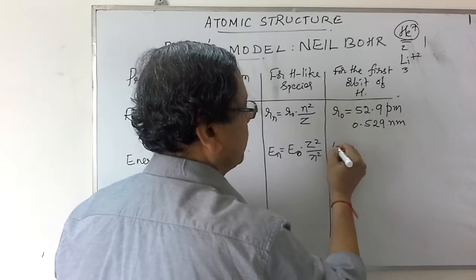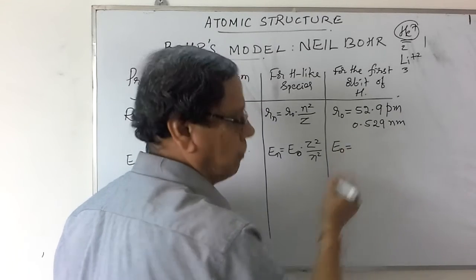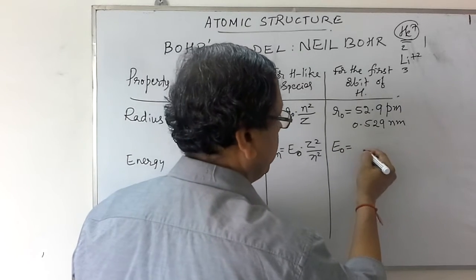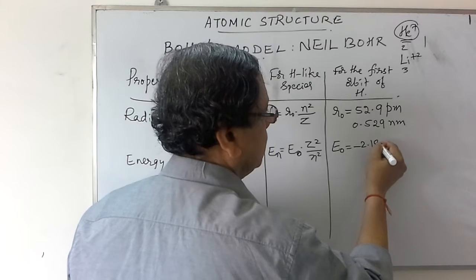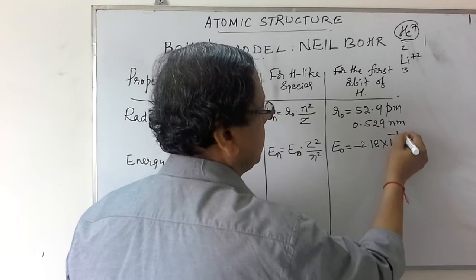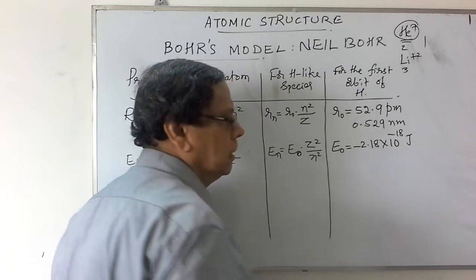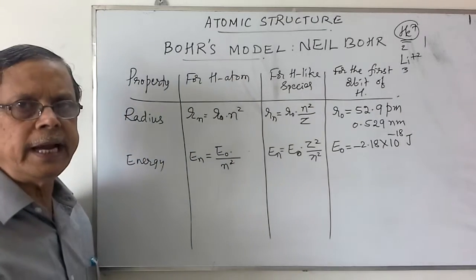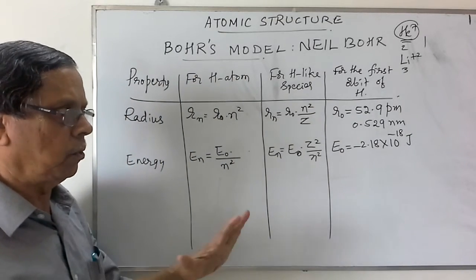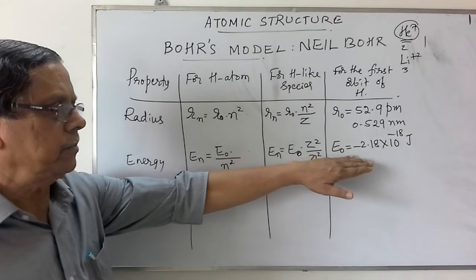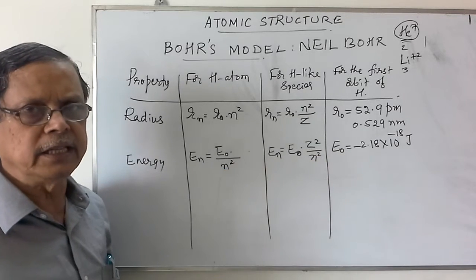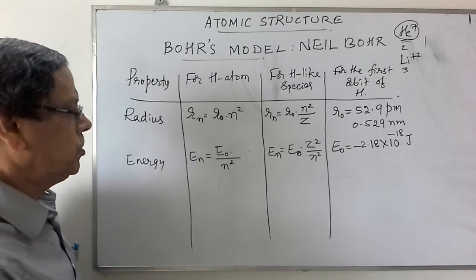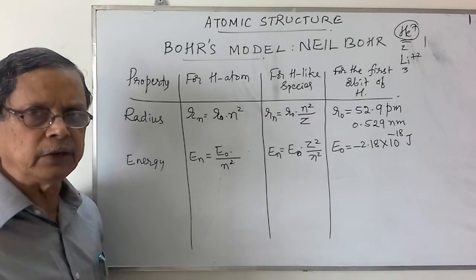The energy of the first orbit of the hydrogen atom will be equal to minus 2.18 into 10 to the power minus 18 joule. Here you just observe there is a negative sign in this energy value. Suppose you consider this energy as a negative one.